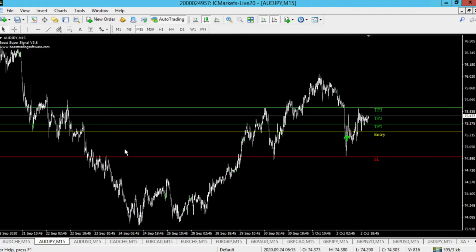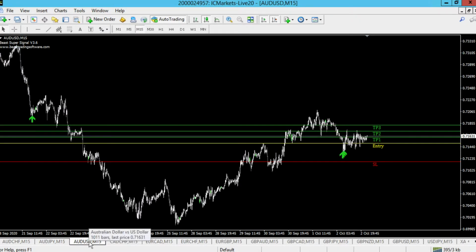Next pair is the Australian dollar and the yen. Not much action in the last couple of weeks. Price action just hasn't worked in our favor, but we did get a good buy signal in this week. Looked like it almost hit take profit level 3 and is still actually in place, so this signal is still active.